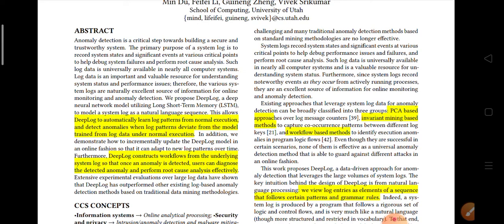From that file, deep learning will create a model, and when live data comes into the model, any kind of deviation from the normal execution will be detected as an anomaly. That is the detection phase. That is the basics of this paper, how it works and what it is.